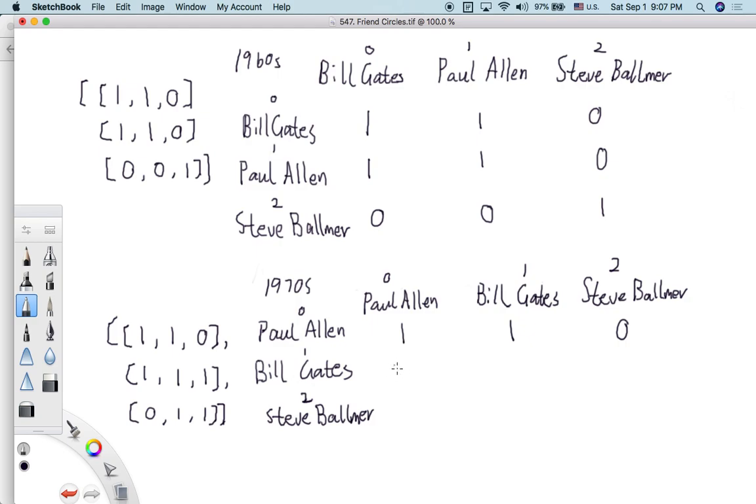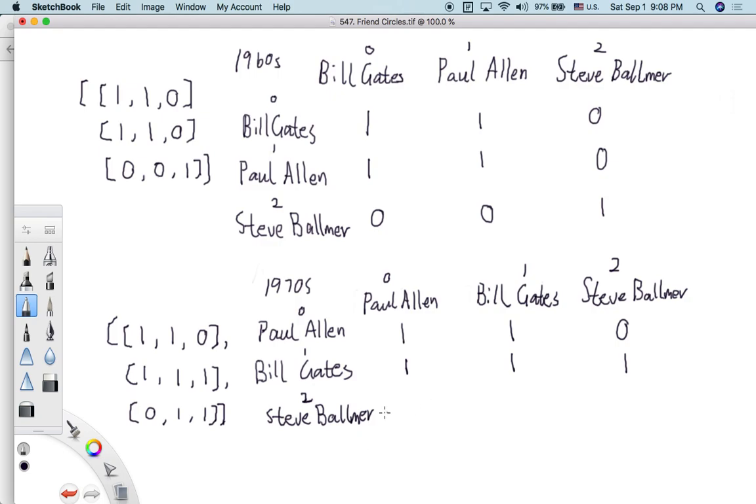And Bill Gates is also still a friend of Paul Allen. Bill Gates is a friend of Bill Gates himself, mark 1. So that's the 1970s. Bill Gates went to study at Harvard University, where he met Steve Ballmer and they became friends. So Bill Gates and Steve Ballmer, mark 1 here, to indicate they became friends.